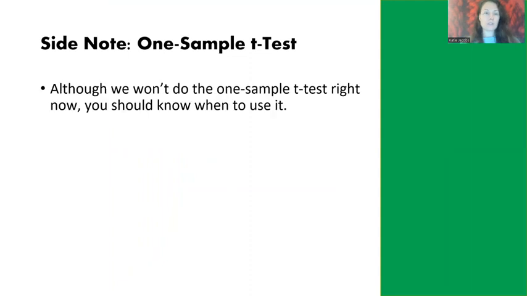So side note, there's another analysis that's kind of similar to the one sample z-test, and it's called the one sample t-test. We're not going to learn to calculate both of these. I will talk about it here, and you should know when to use it, but I won't make you go through and calculate the one sample t-test with formula and everything. So again, although we won't do the one sample t-test right now, you should know when to use it.